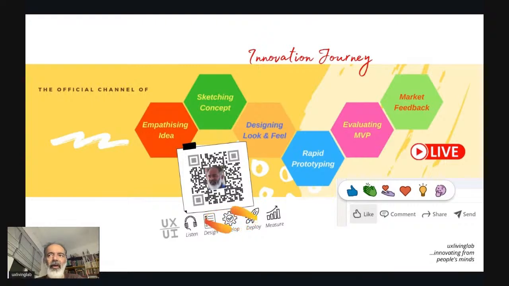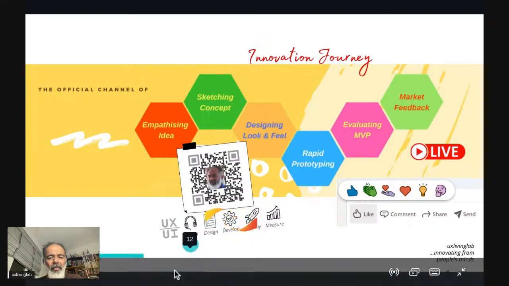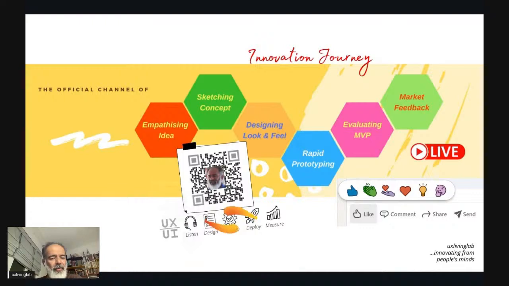As I said earlier, UI design is a part of product design. So the UI designer should synchronize his work with the product designer, and the main duty of the UI designer is designing look and feel. So in my presentation, I will talk about how to listen, how to design, how to develop, how to deploy, and how to measure UX and UI. Today we are talking about developing UI design.